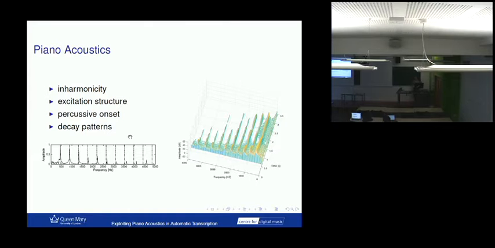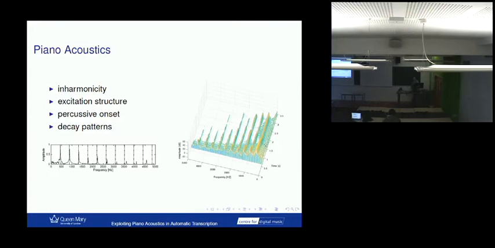There is also another thing about the attack, which is the percussive onset. This is the spectrogram of a sound. At the very beginning, the spectrogram is flatter, so it's like a percussive onset because of the attack by the hammer. Later it will have a more harmonic structure.